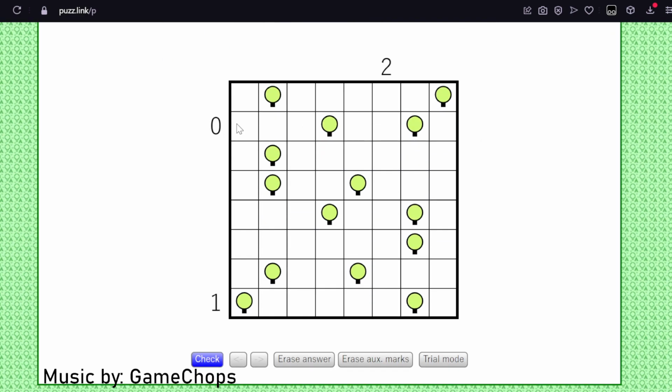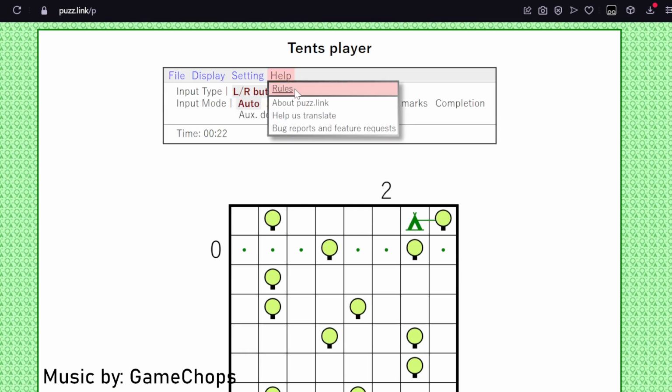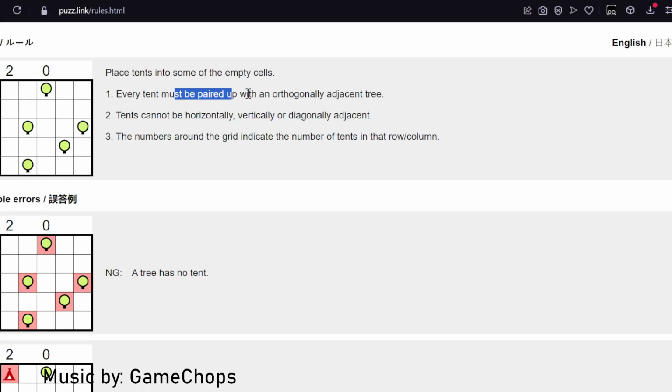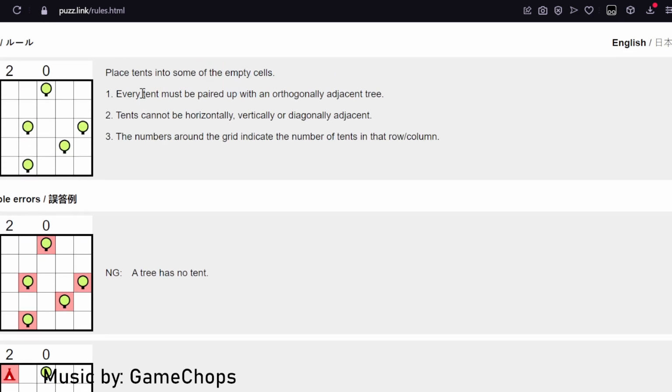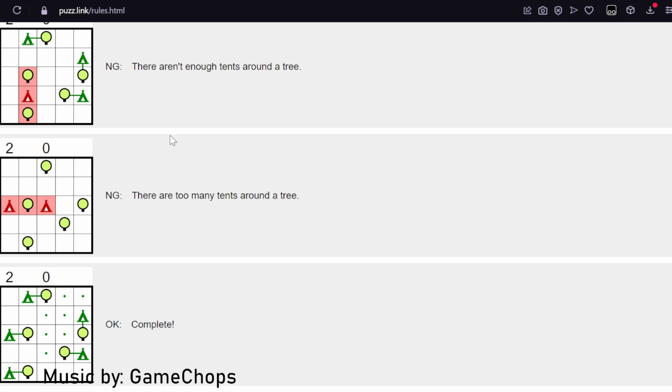We can start with 0 because 0 cannot have any tents beside it, and this tree now helps because the tent for this tree must be here, and we can draw a line to connect the two, so we know that this tent must be for this tree. I'm pretty sure every tree must have a tent, right? Yeah, every tree must have a tent. Every tent has exactly one tree, and every tree has exactly one tent.